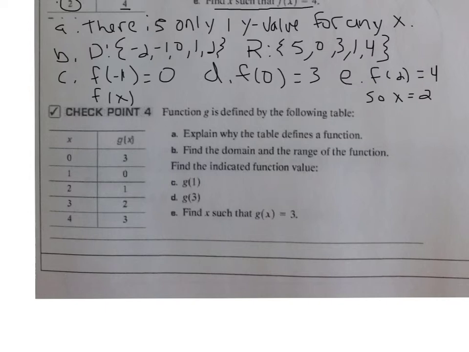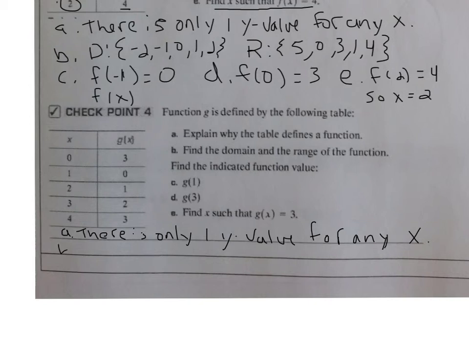Okay, checkpoint 4 right here. I'm going to use these lines to write on. A, again, the reason why the table defines a function, it's because all the x values, 0, 1, 2, 3, 4, they don't repeat, and so we get that there is only one y value for any x.